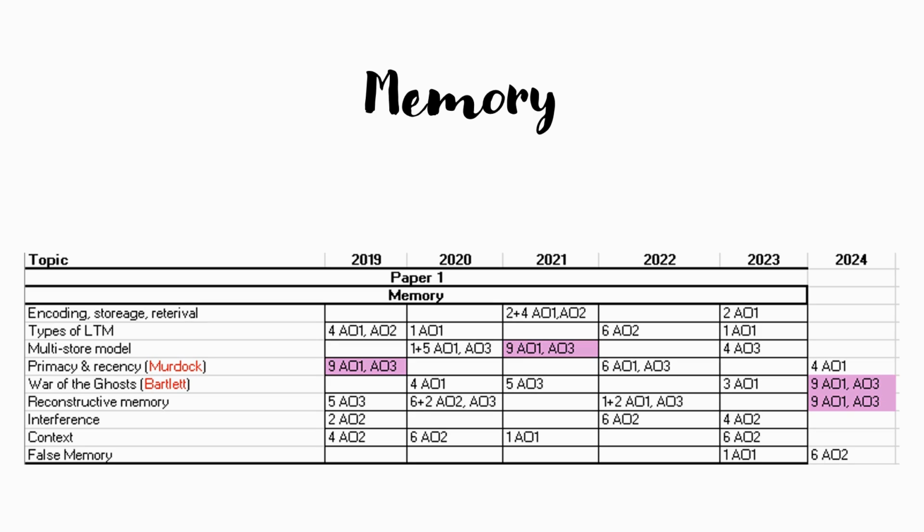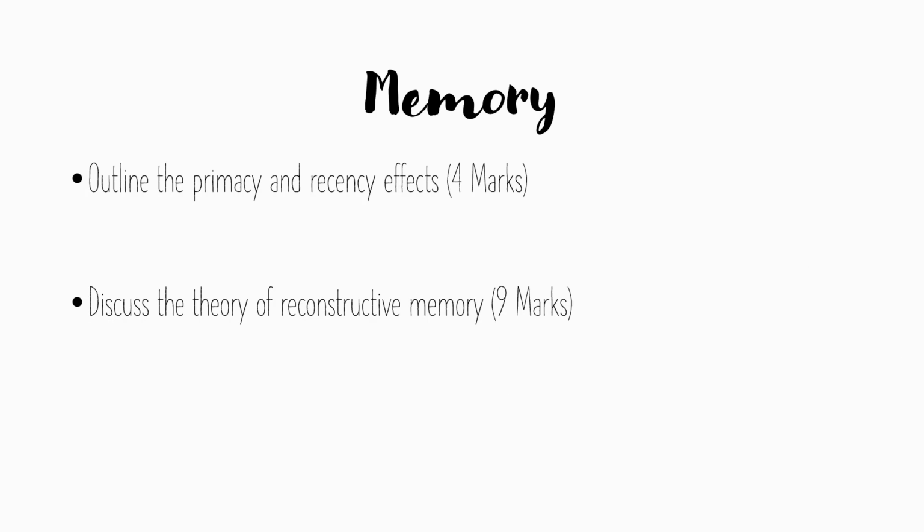So what sorts of questions can come up then? As I said, it would be worth looking at Murdoch. Murdoch might well come up, maybe not, but make sure that you can outline the primacy and recency effect. And make sure you're aware of what can come up around Bartlett, either the War of the Ghosts study on its own or the theory of reconstructive memory on its own.